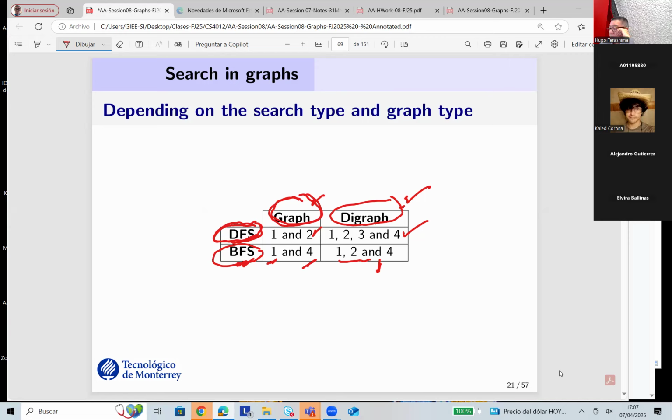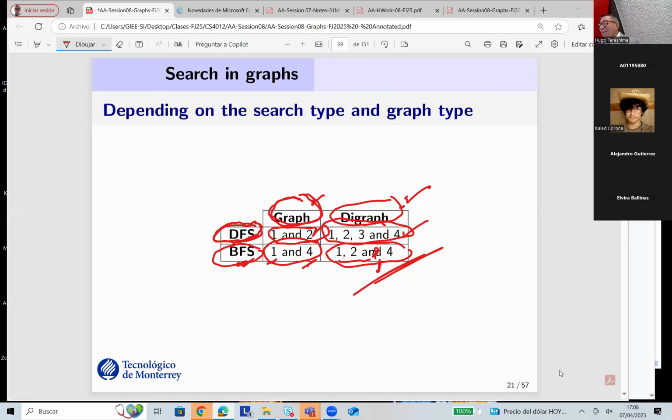Forward edges, right? I don't have that here. Now, this is an exercise in the homework. Try to explain why these edges appear in each case. Is that clear, the question?